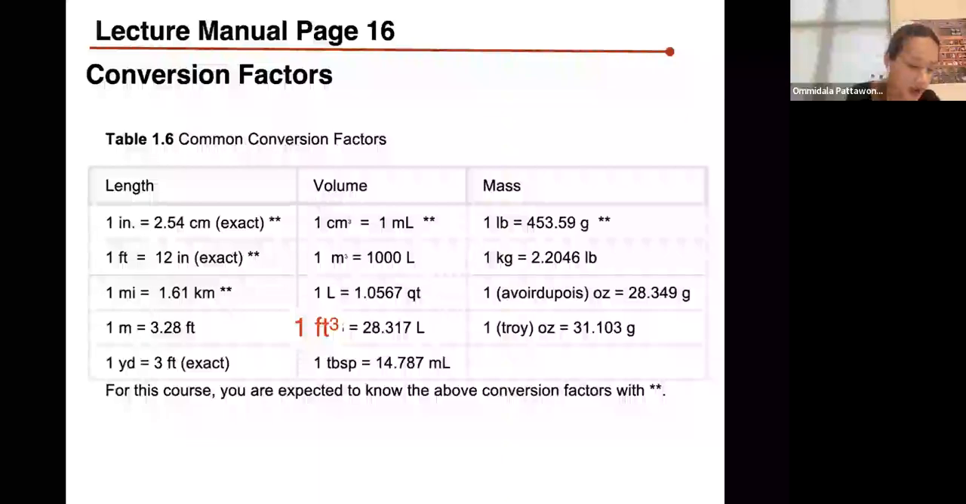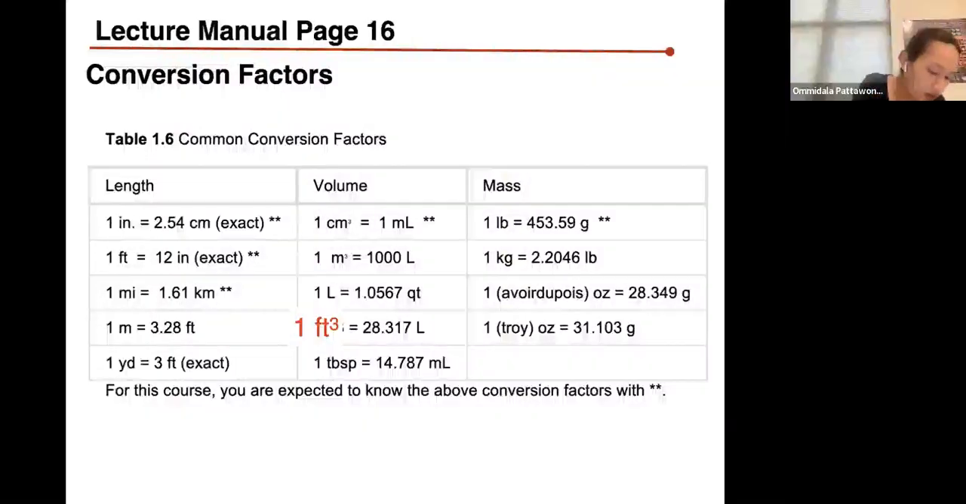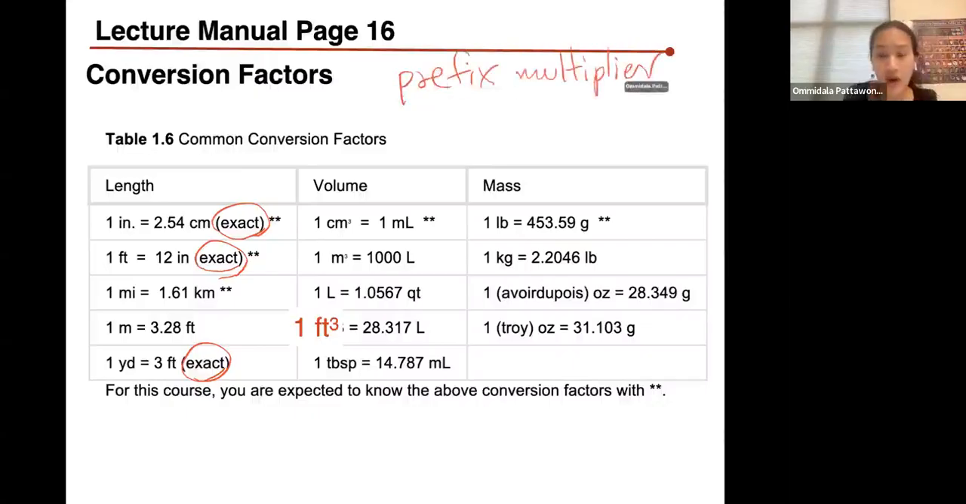When you go back to page 16 real quick, those conversion factors that contain the word exact are not going to limit the number of sig figs in your final answer, and they also include the prefix multiplier, right? So the conversion of the prefix multiplier. Those are going to be the exact conversions, so they do not limit the number of sig figs in your final answer.